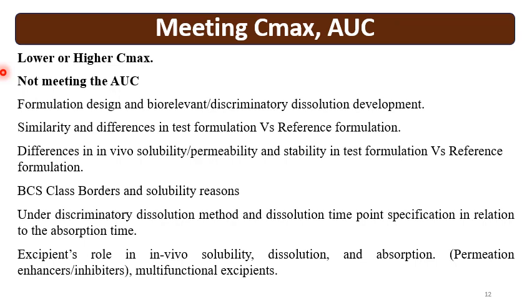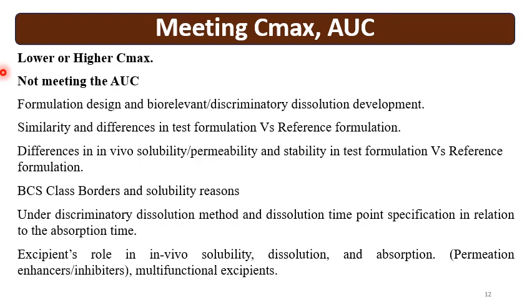So every time whenever conducting a BE study, the formulation design and the differences and the similarities should be written down and its risk should be assessed. Then there should be an availability of a discriminatory dissolution method which can discriminate the reference formulation and the test formulation. The test formulation is required to be made similar or in line to the reference formulation so that there will be more chances of meeting the Cmax and AUC criteria, that is, meeting the bioequivalence.